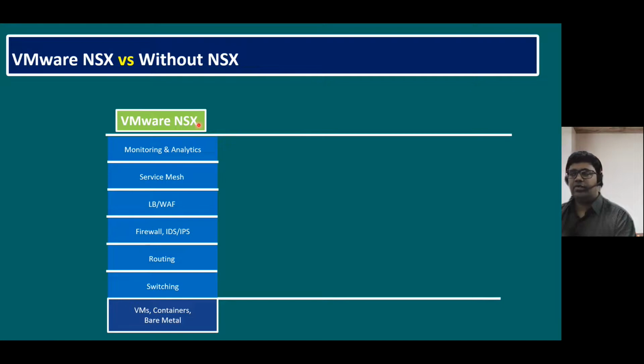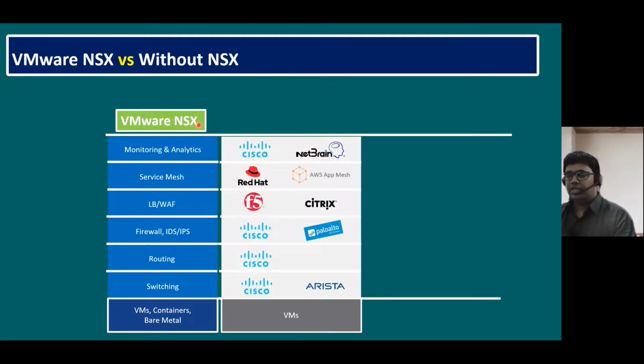Suppose we do not have NSX in our environment. If you want to configure virtual network services for your VMs, for switching, we have to depend on a vendor like Cisco. Cisco switches are needed, or another vendor, Arista. And for routing, we have to depend on Cisco routers or any other third-party external routers.